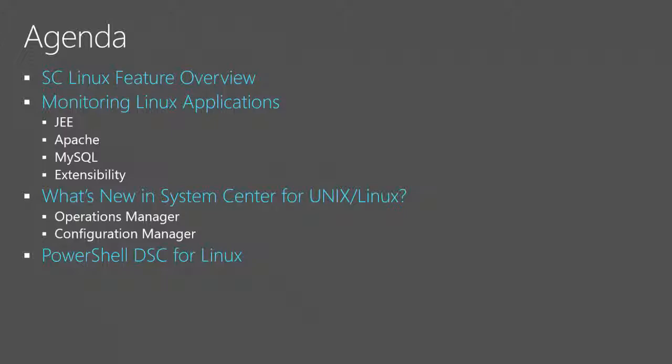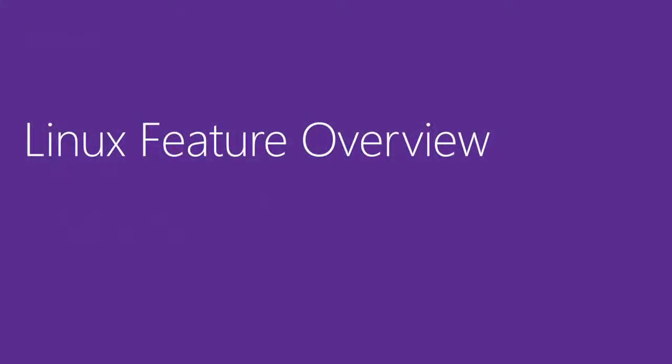And so the agenda for today, we're going to start with System Center Linux feature overview. What does System Center products look like and how do they interact with Linux? Then we'll talk a little bit about monitoring Linux applications. We'll start with Java Application Servers, JEE, then Apache HTTP Web Server, then MySQL, extensibility. If these aren't the applications you're running, how do you go about bringing that into your management layer? And then what's new for System Center for Unix and Linux? In 2016, what do the features look like for Operations Manager or Configuration Manager 2015? And then lastly, we're going to talk about PowerShell DSC for Linux and some of the scenarios that product unlocks.